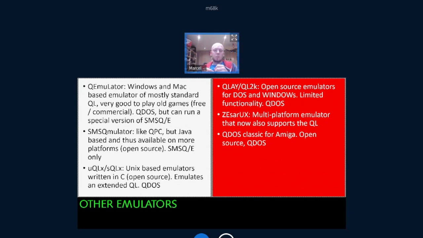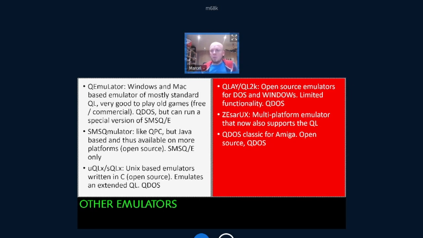SMSQ emulator is very much, you could almost say, a rewrite of QPC, but in Java, and is open source and you can run it on almost everything, I think where Java runs. There are also the UQLX and SQLX versions, Unix-based emulators that actually share the emulation core with QEmulator. And I think UQLX is X-based and SQLX is with another UI library. If you Google it, you will find many resources.